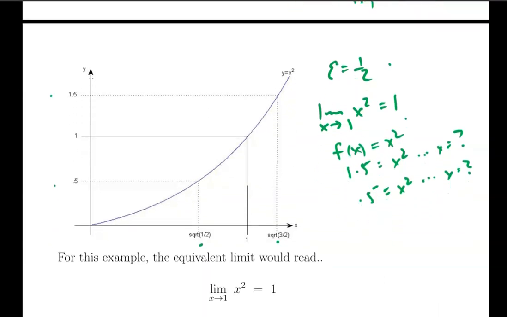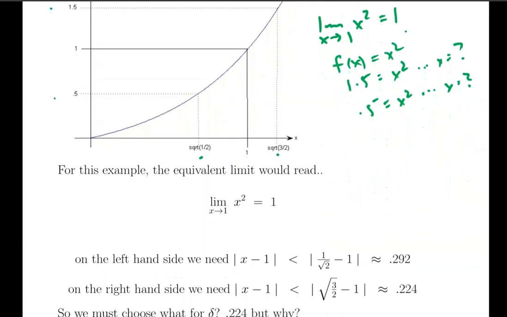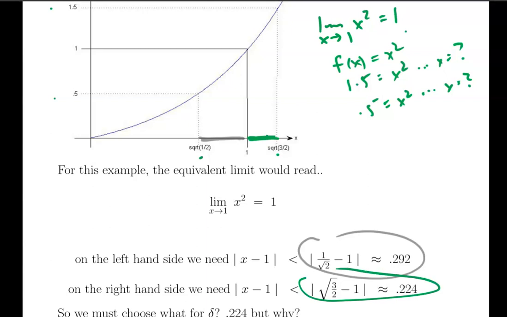Now we need to find these deltas, and so we need to find these two distances. So I have this distance here, and I also have this distance here. And notice, because this is not a linear function, it's a curve, they're different. Okay, so the gray distance here is 0.292, and the green distance here is 0.224. And that does make sense, because obviously the gray looks a little bit longer than the green. So on one side it's 0.292, the other is about 0.224.